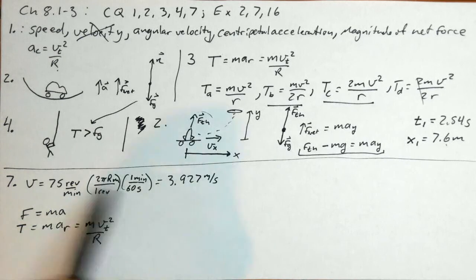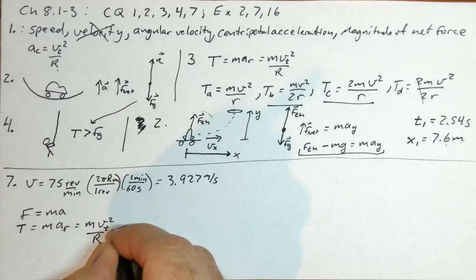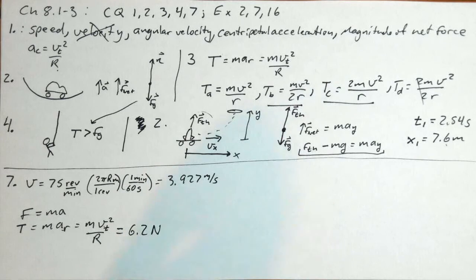This problem ends up being fairly simple because we can reduce it using Newton's second law and this critical relationship between tangential speed and the centripetal acceleration. So just plugging in our numbers, we end up with 6.2 newtons for that one.